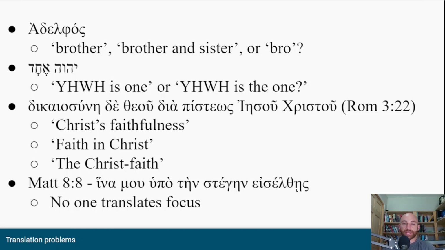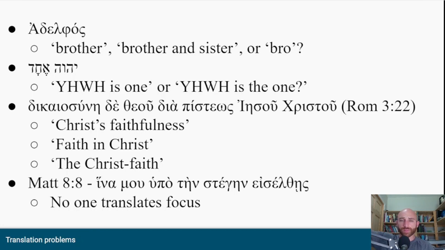Finally, Matthew 8:8, hina mu hypoten stegen is elthes, so that you might come under my roof. So I'm actually taking this out of context. The previous clause says, I'm not worthy that you would come under my roof. This is the centurion talking to Jesus. What is super interesting about this, syntactically, is hina mu hypoten stegen.